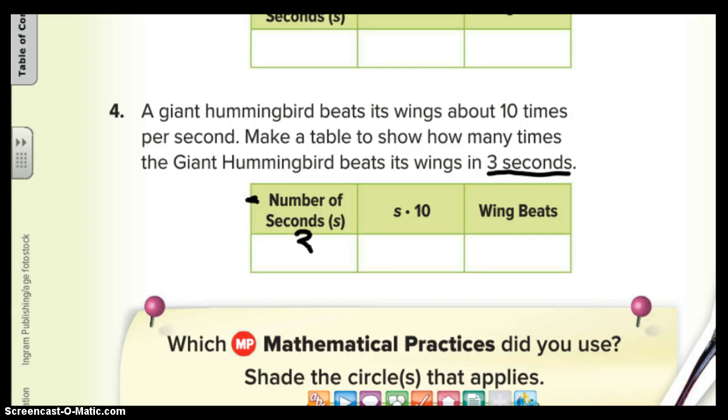So I'm going to place 3 into the table. Next, I have my expression. Since the giant hummingbird does about 10 times per second. Remember, that's another word for each second, which is a keyword for multiplication. We know that it's going to be S times 10. So by substituting the 3 for the seconds, we can be more specific. 3 times 10, I know that would equal 30 beats. The giant hummingbird would do 30 wing beats in 3 seconds.